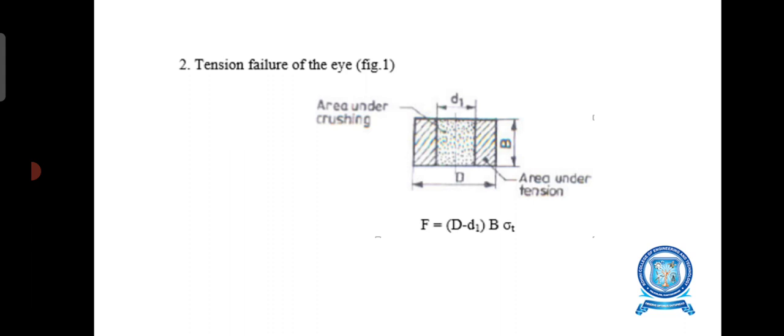Tension failure of the eye. The formula is F equals (D minus d1) into B into sigma T. The outer diameter, inner diameter and thickness are shown in this figure. The area under crushing and area under tension are also shown in this figure.